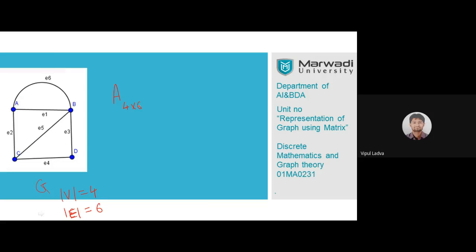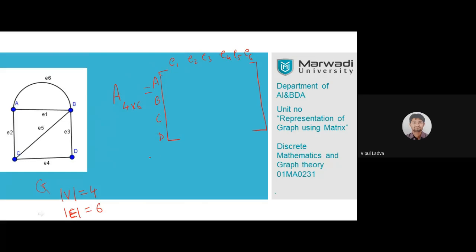4 cross 6 या 6 cross 4? 6 cross 6. Why are you saying 6 cross 6? Raj, why are you saying 6 cross 6? Now we are dealing with the incidence matrix. So we need to take care of vertices as well as edges. So this matrix will be of 4 cross 6. All 4 rows will be associated with 4 vertices, and all 6 columns will be associated with one of the edges.